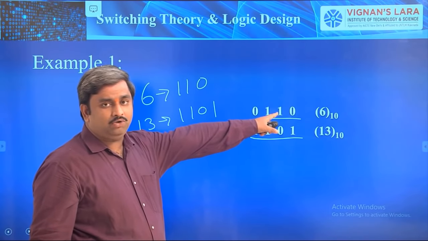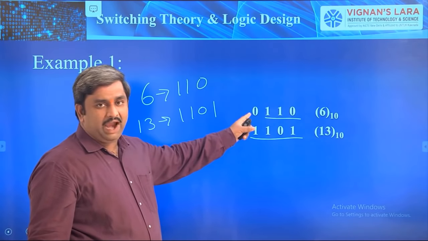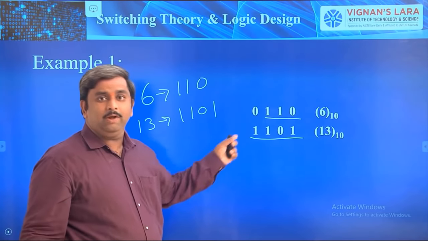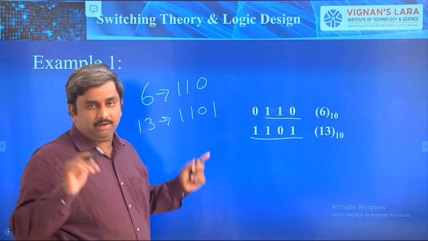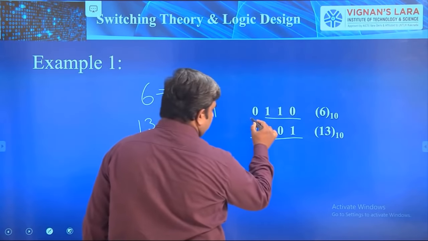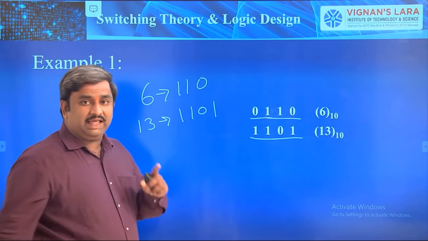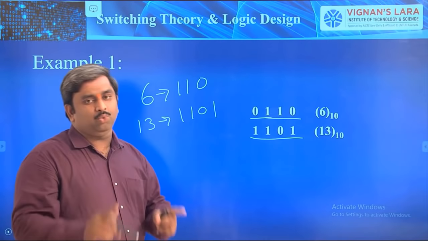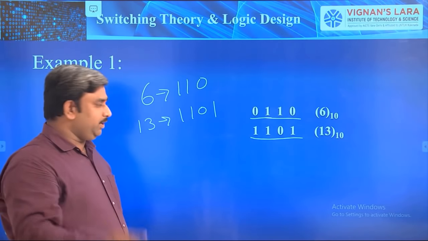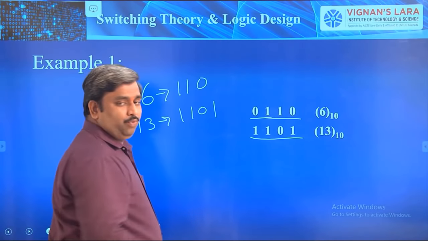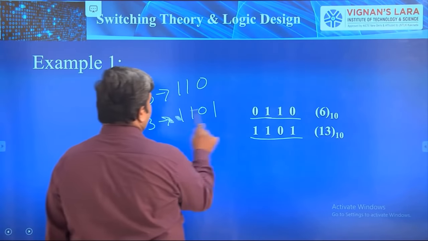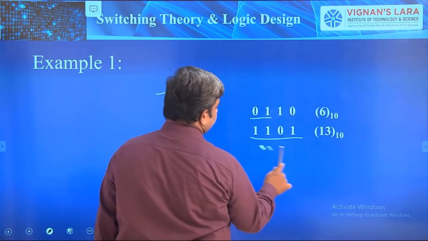So now I want to add one more 0 for this 6. If you add the 0 on this side, there is no change in the value of that number. So remember, I am placing one more 0. The length of the numbers must be equal. Now we have to perform the addition operation.